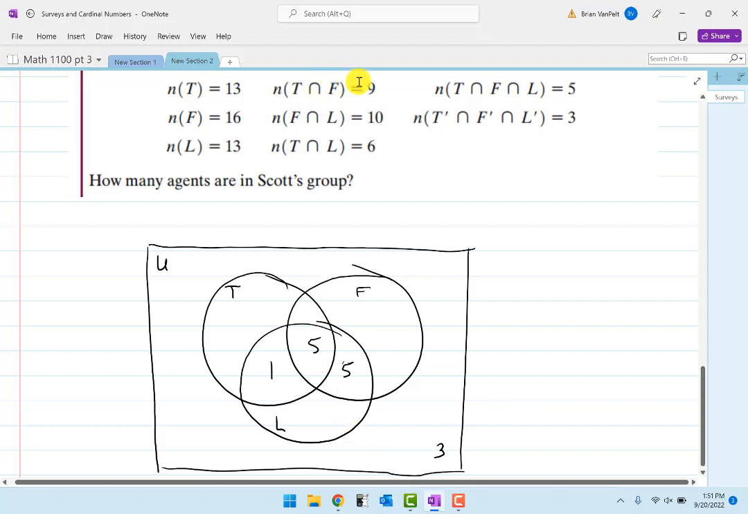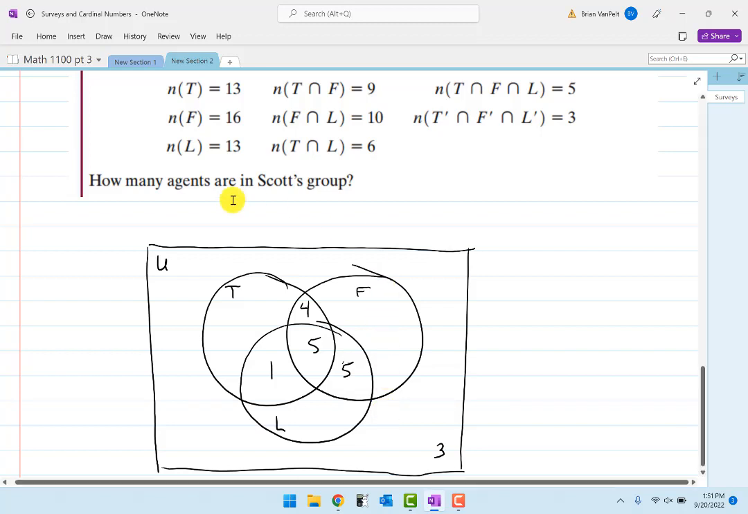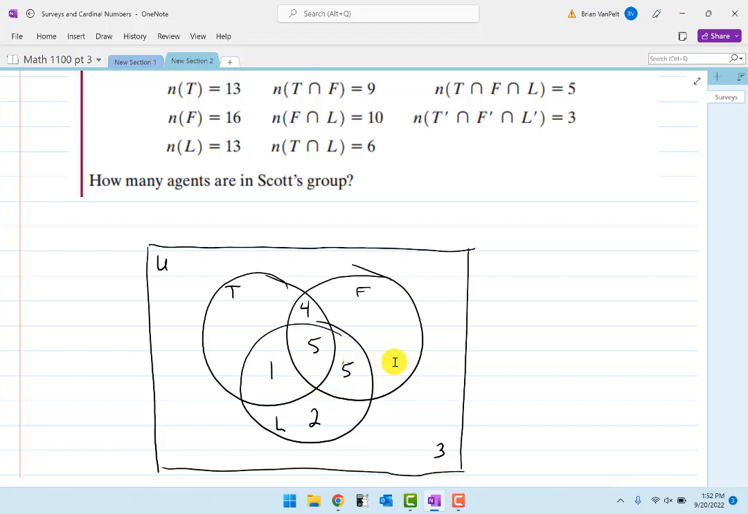Next, T intersect F has 9 items. T intersect F, that's this region right here. I've got 9 items, 5 are accounted for. That means a 4 must go into that spot. Moving on, the number of items in L is 13. So here's the L circle. I've got 13 items total. I've already accounted for 10, 11 items. That means I must have 2 right there.